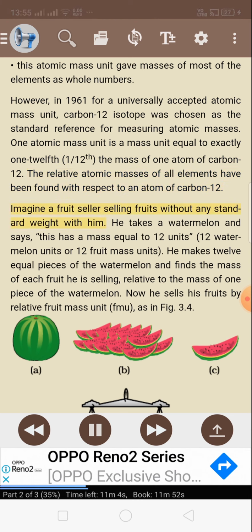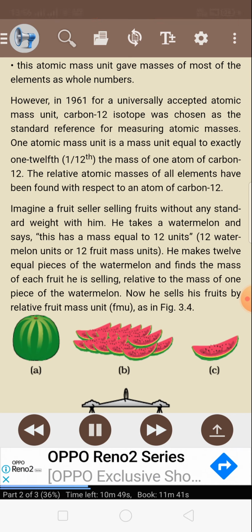Imagine a fruit seller selling fruits without any standard weight with him. He takes a watermelon and says this has a mass equal to 12 units, 12 watermelon units, or 12 fruit mass units. He makes 12 equal pieces of the watermelon and finds the mass of each fruit he is selling relative to the mass of one piece of the watermelon. Now he sells his fruits by relative fruit mass unit, FMU, as in figure 3.4. Figure 3.4, how the fruit seller can weigh the fruits using pieces of watermelon.